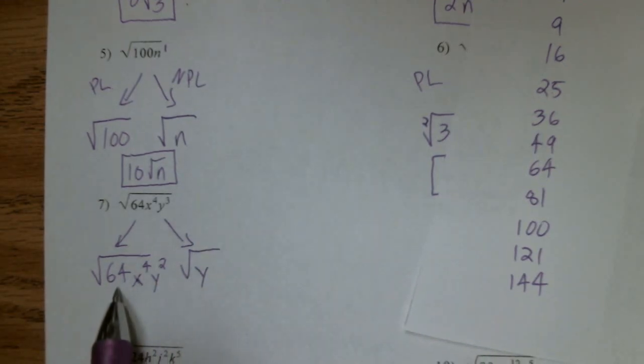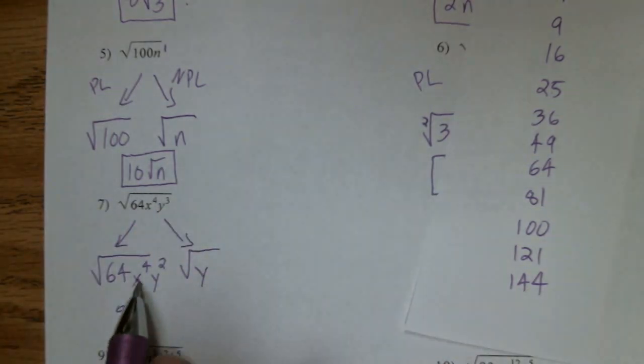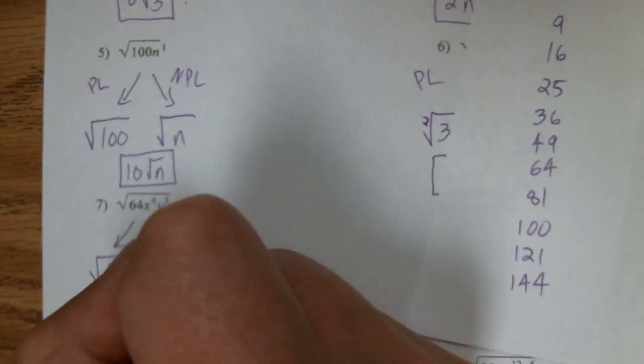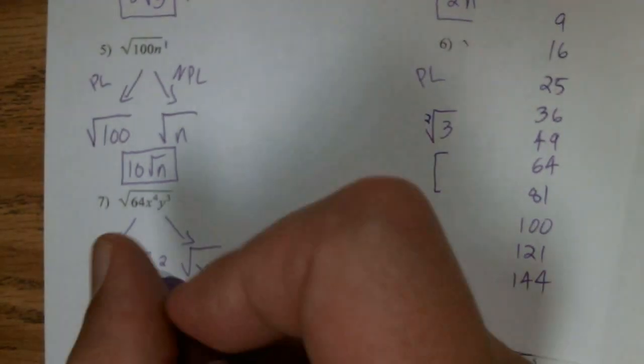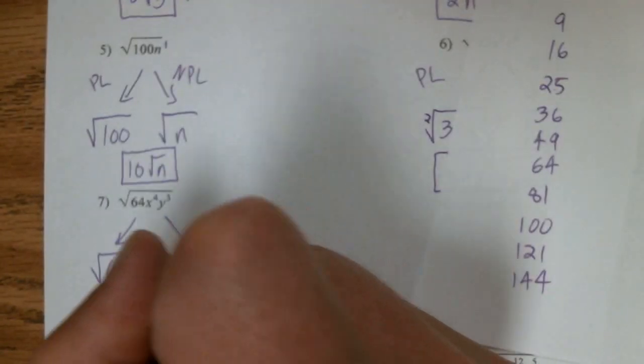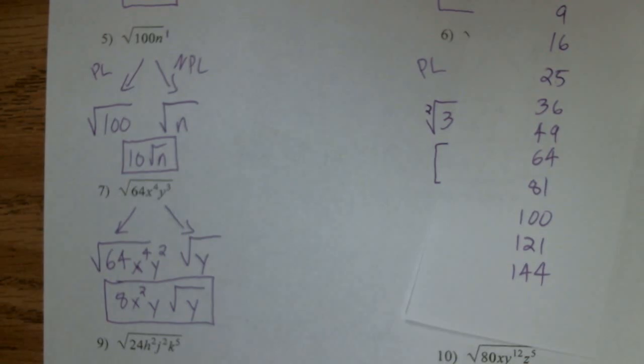Okay. Square root of 64 is 8. Square root of x to the fourth, divided by 2 gives me x squared. Divide that 2 by 2, that gives me y. And then I'm left with the non-perfect land. I'm left with the garbage.